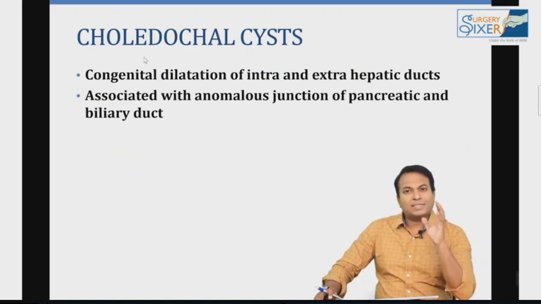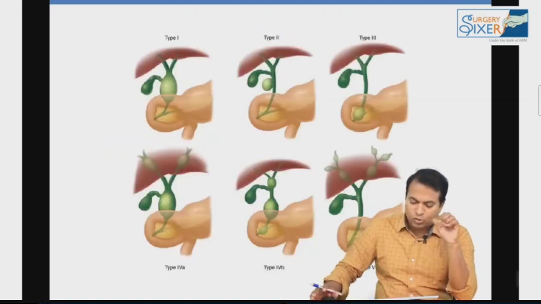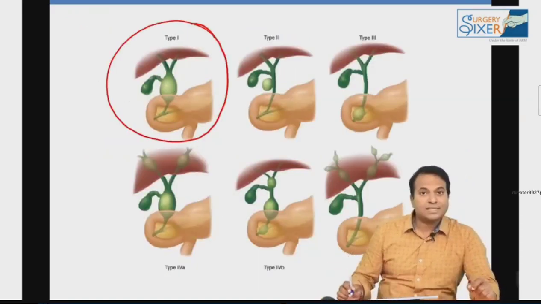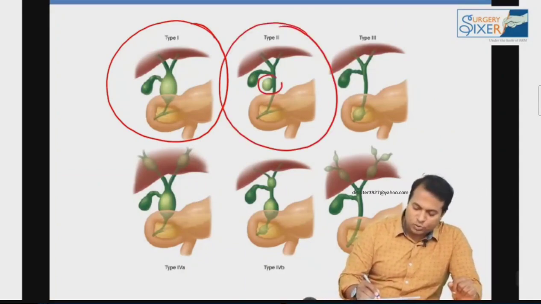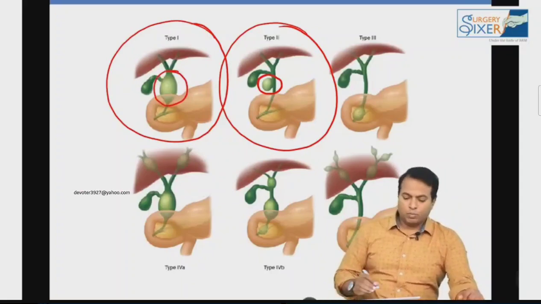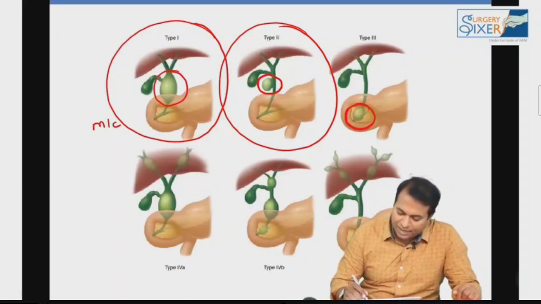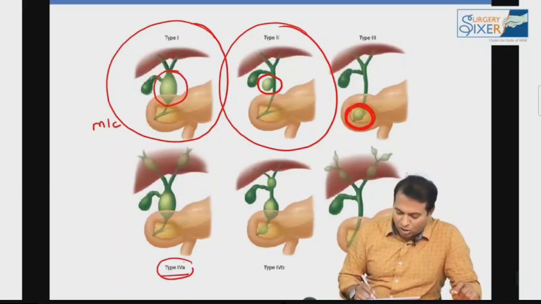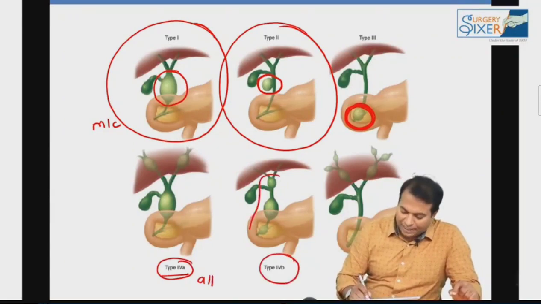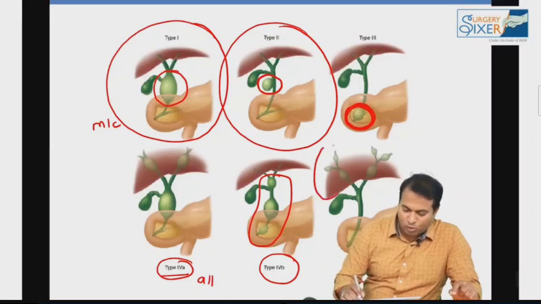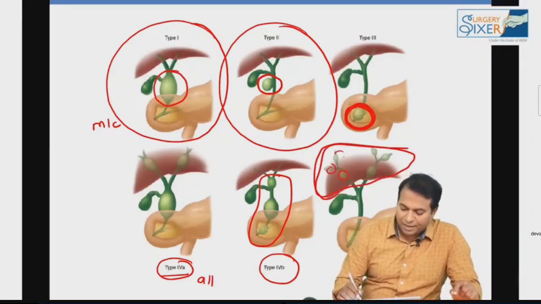So choledochal cyst, what is the name of the classification? Todani classification or Alonso classification. You can see type 1 is fusiform dilated cyst. Type 2 is diverticulum. Please don't forget these two types. This is diverticulum, this is fusiform dilatation. So the most common is type 1; the least common is here, in which there is a diverticulum near the duodenum. 4A means all ducts dilated. 4B means extrahepatic dilatation. Type 5 means Caroli's disease, multiple cysts in the liver, known as Caroli's disease.